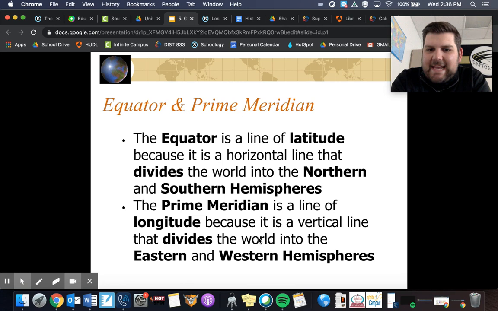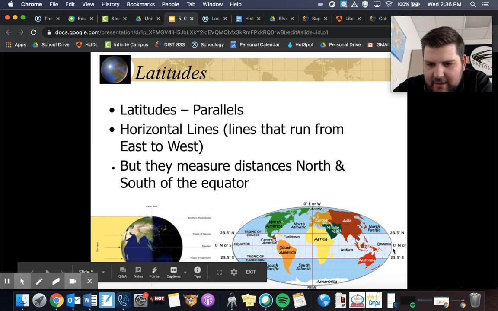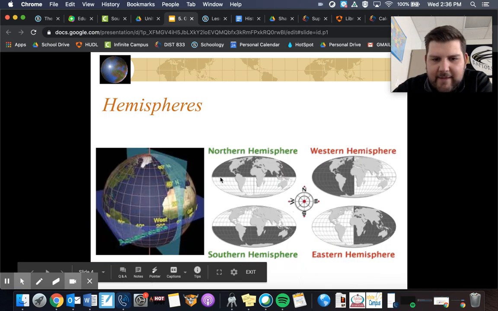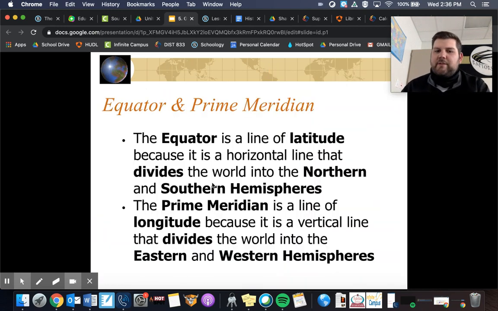Again, here is a written description of what I just described to you. The equator is a line of latitude because it's a horizontal line that divides the world into northern and southern hemispheres. If we go back, the equator is right here. It cuts the world exactly in half, with the north up here and the south down here. That's the equator.